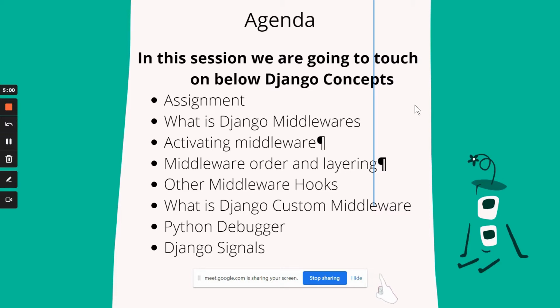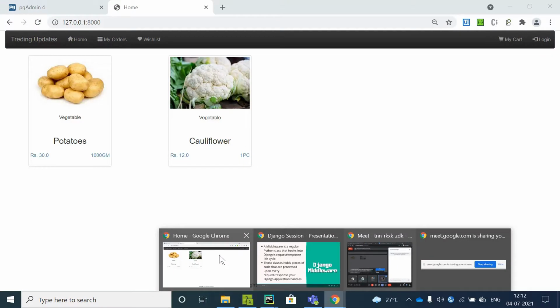We will also discuss the Python debugger. To understand where our program is failing, we have the Python debugger available, so that also we are going to discuss, and Django signals. So you will come to know what a Django signal is and how it reduces the code. First we will discuss the assignment that we had created.